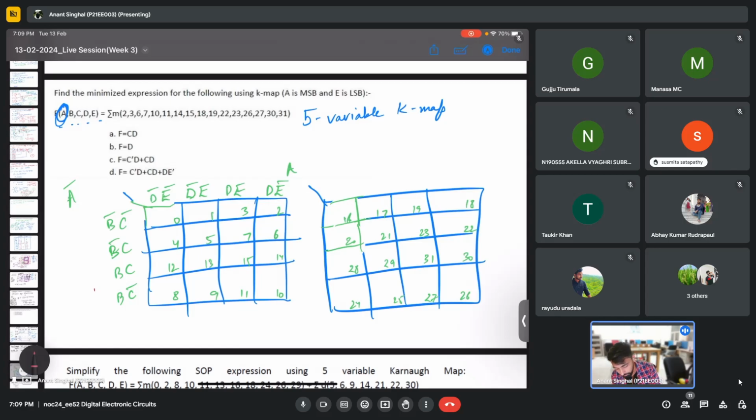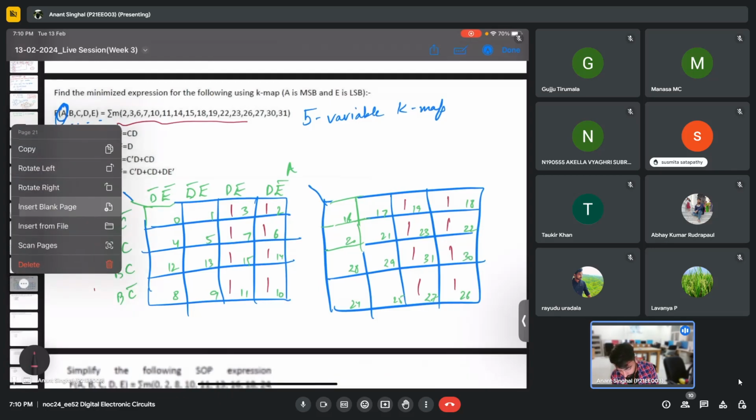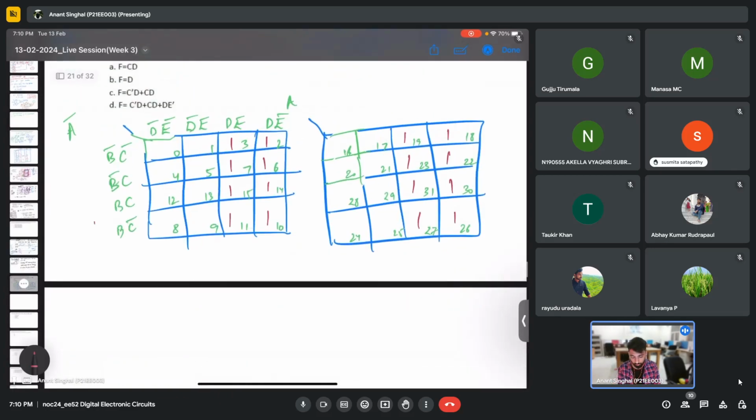So now we'll just fill the terms which were given. So 2, 3, 6, 7. Then we have 10, 11, 14, 15, 10, 11, 14, 15, 18, 19, 22, 23, 26, 27, 30, 31. Now we'll see the same quads, octets, and pairs as we see for a four variable K-map.